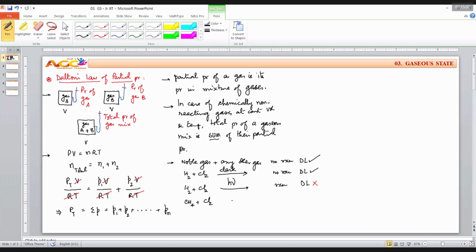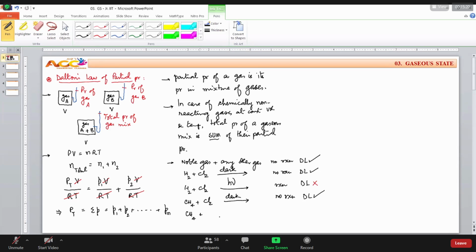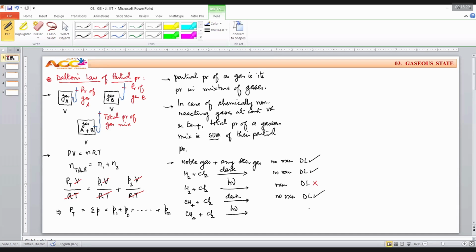Halogenation of alkanes, right? Suppose, for example, if you take halogenation of alkanes in dark, no chemical reaction. Though there is no reaction, Dalton's law is applicable. Suppose you want to have a chemical reaction. What did she tell you? She said, take sunlight. And then she gave it a name, photochemical reaction. In presence of sunlight, reaction does take place. Therefore, Dalton's law is not applicable.